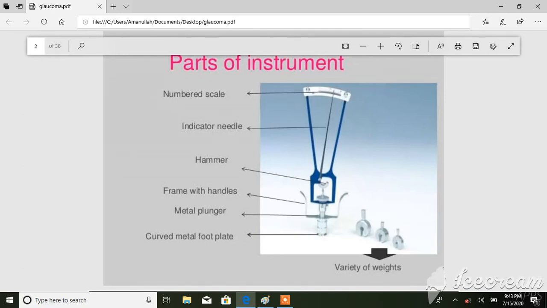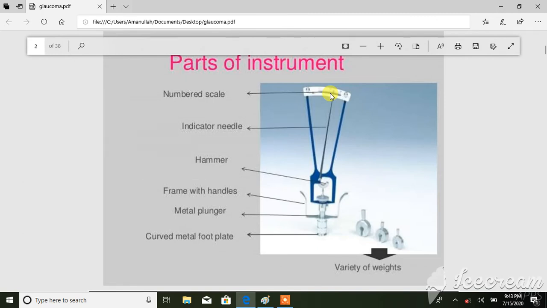It has a numbered scale, as indicated here. This one is a numbered scale. An indicator needle is present, which shows the reading on this scale, and a hammer. This one is a hammer, frame, handle, and the metal plug is placed here. A curved metallic foot plate. This structure is kept on the cornea to detect the intraocular pressure. If the intraocular pressure changes, meaning greater than 21 millimeters of mercury in glaucoma, that will be shown on the scale. So the use of the tonometer is known as tonometry.